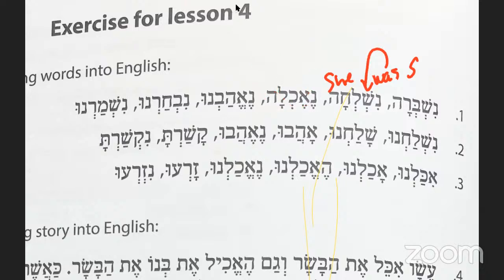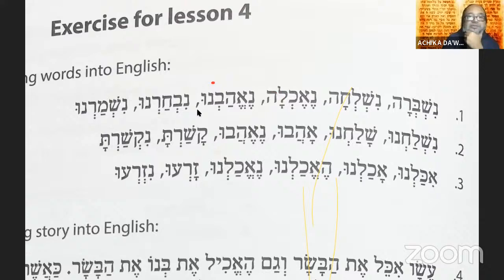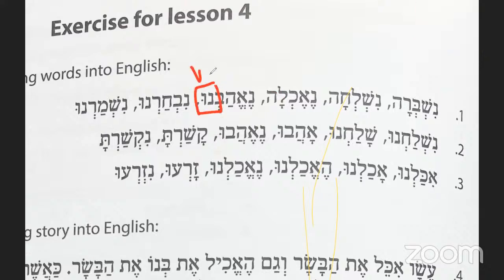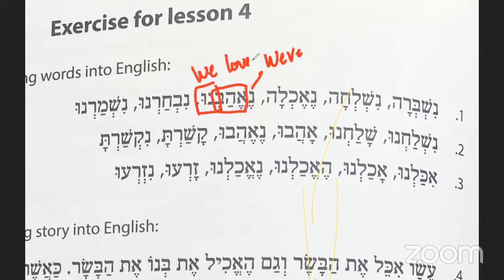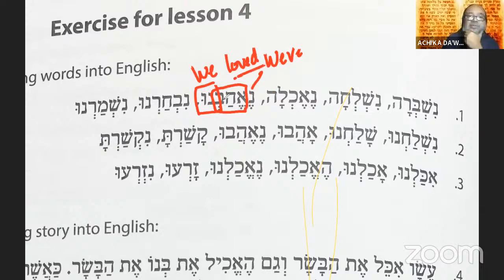What's this one here? We were. Yes. What's ahav? Loved. Thank you. See? And it's in the past tense. We were loved. And this is the past tense. She was broken. She was sent. Okay. She was eaten.